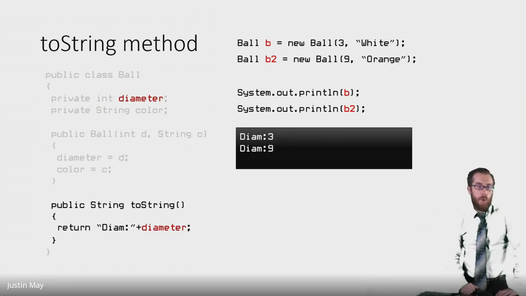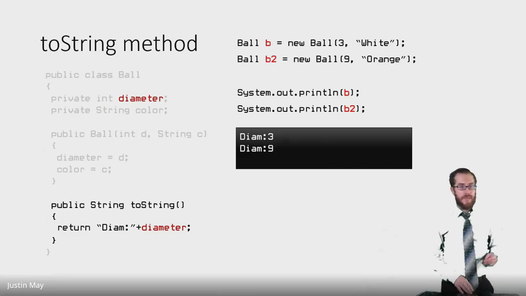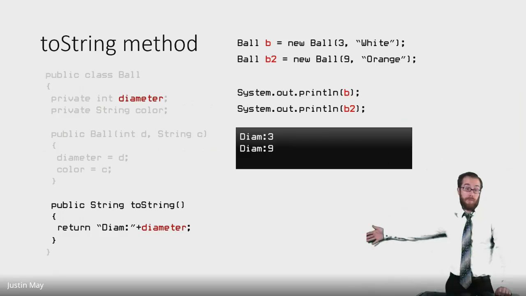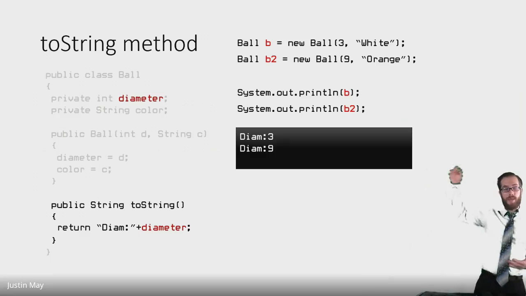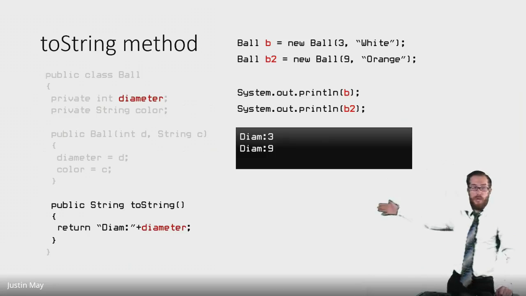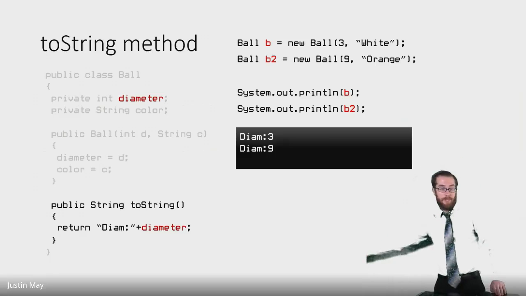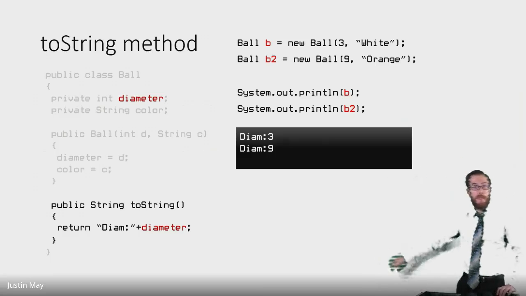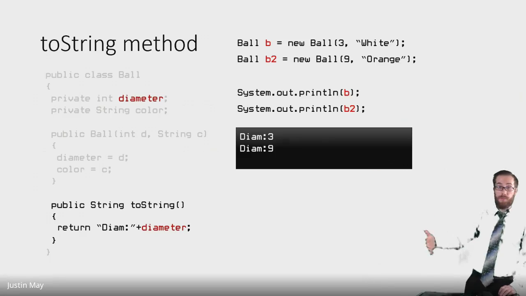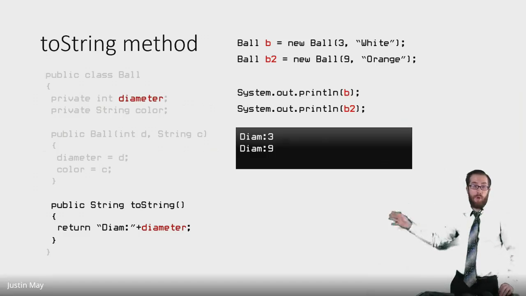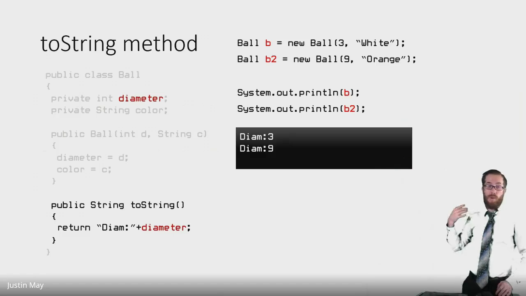So ideally, we will make the toString method customized for a particular instance of the object. And you do that by having it return some data from the state. You just use concatenation with some string literals and your instance variables to create what will eventually be unique to the instance of the object. So here I'm saying it returns the string "diam:" plus diameter. And when I print b, it prints out diam:3. And when I print out b2, it prints diam:9. Because those are the values of the state of those objects when they were printed.